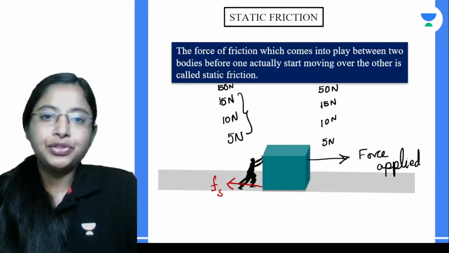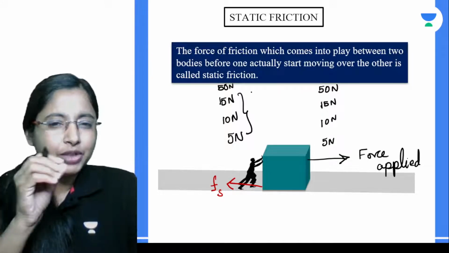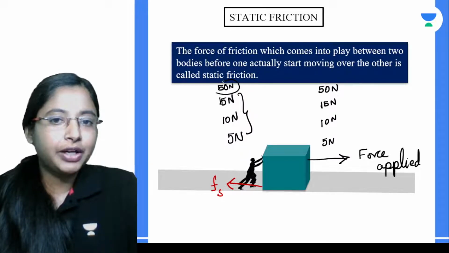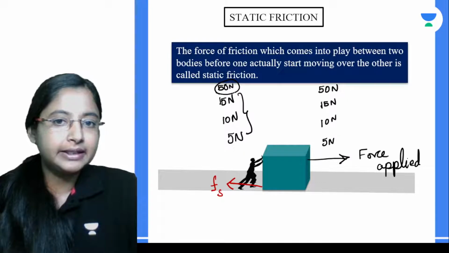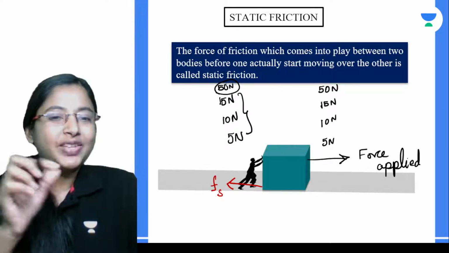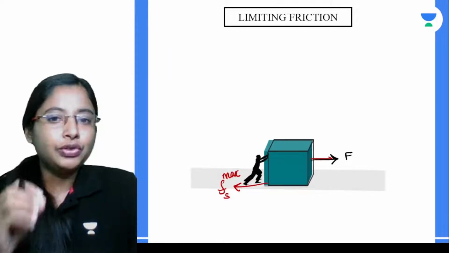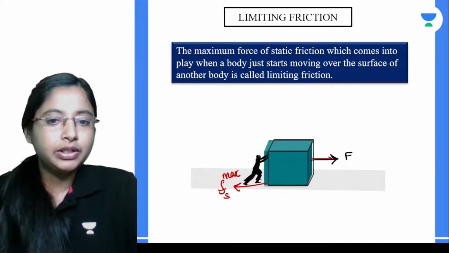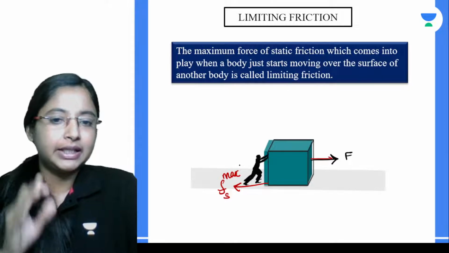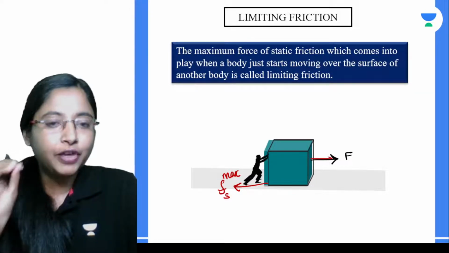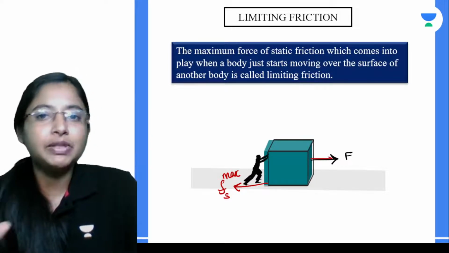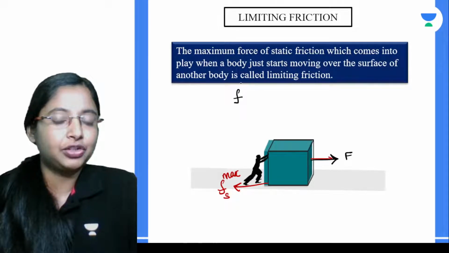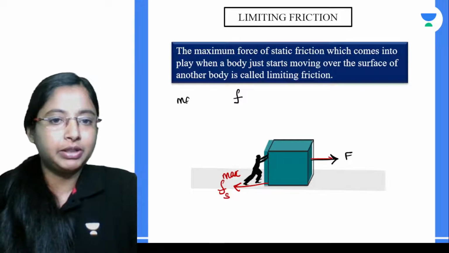But at one point the object just begins to move. At that point, we notice the static friction that existed is maximum. So we rename this term as the force that you get as the object starts to just begin to slide. What is that opposing force? That is basically limiting friction, and limiting friction is nothing but maximum static friction. So we call it maximum static friction, which is limiting friction.